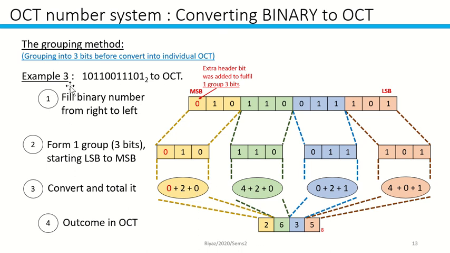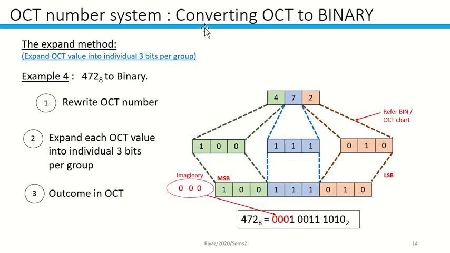So for the binary 1, 0, 1, 1, 0, 0, 1, 1, 1, 0, 1, when you change to octa, you are going to have 2635 octa. Next, I'm covering the converting from octa to binary. So let's say you have an example of 472 octa. You need to change to binary.